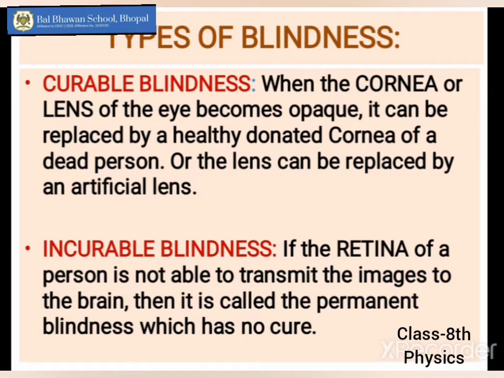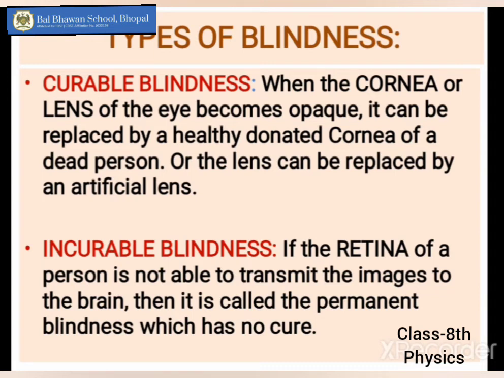Otherwise, if the lens is opaque, then also the image will not be obtained on the retina. So this lens is also replaceable. Either we get a healthy lens from a donated eye, or nowadays we also have artificial lenses. These lenses can be grafted, and the one which is opaque can be easily removed. So the vision of the person is restored in this case. That is why it is called a curable or temporary blindness.